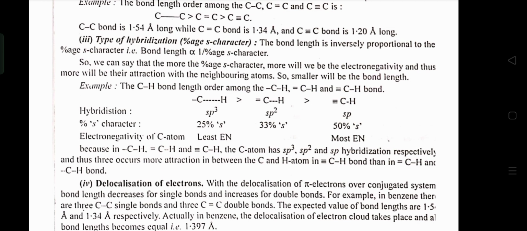Example: the C-H bond length among single bond C-H, double bond C-H, and triple bond C-H, because the hybridization of the carbon atom is different in each. Thus, there is more attraction between C and H in the triple bond C-H than in the double bond C-H, and then in the single bond C-H.